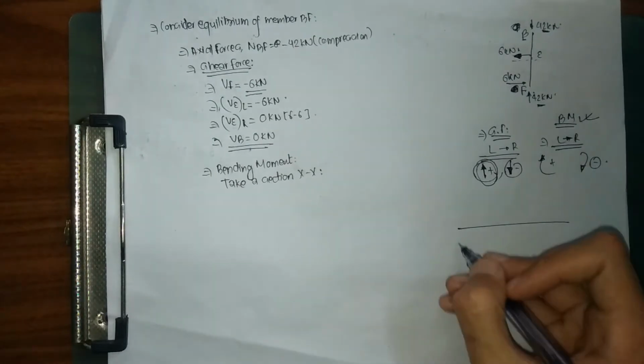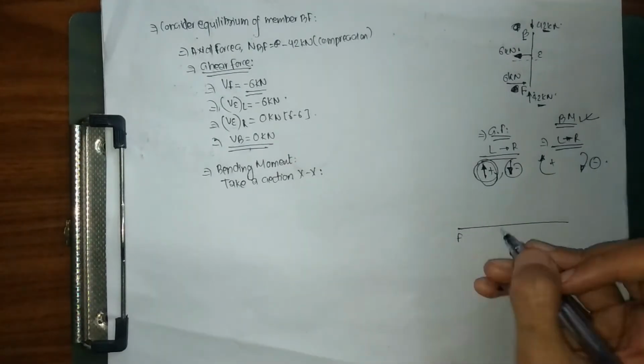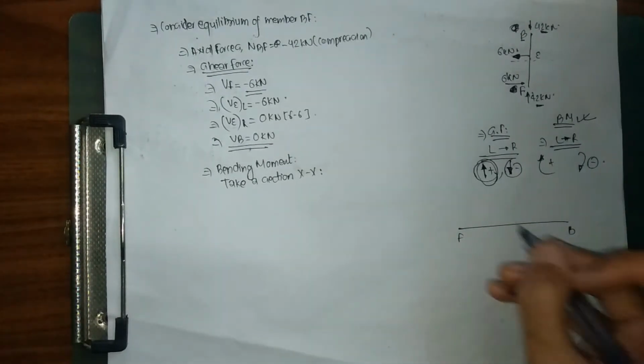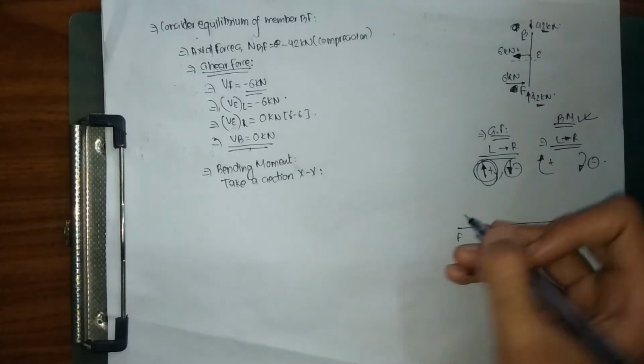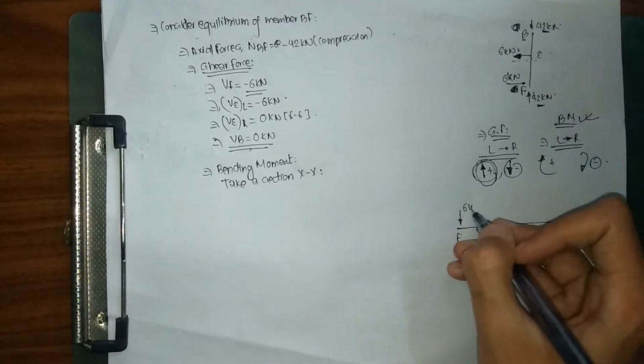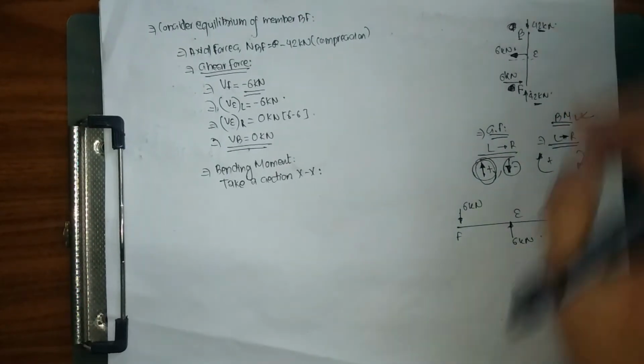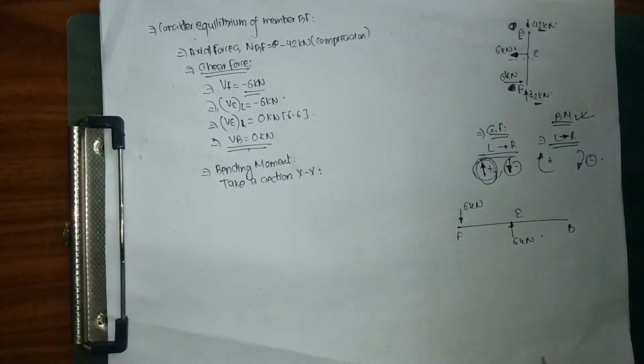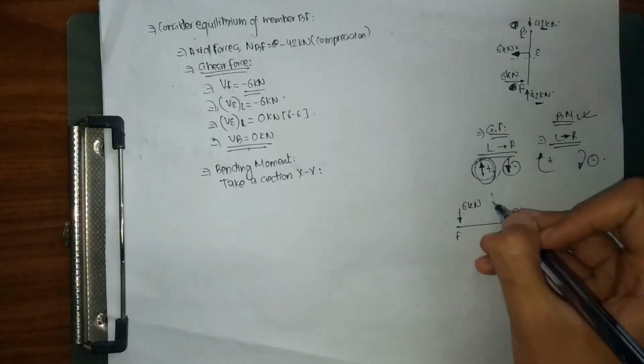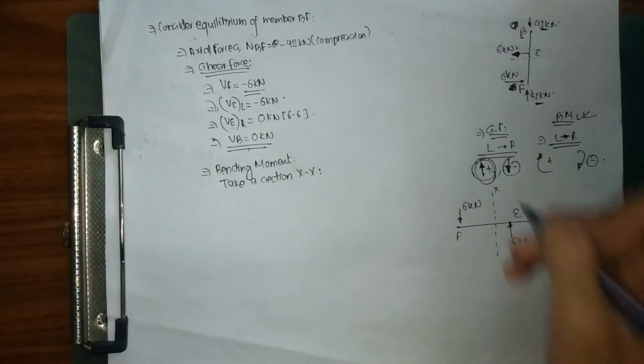So let me draw my figure this way. So this is F, this is my B. So at F there is 6 kN, and at point E this is 6 kN. So I have simply drawn my figure this way. In order to take our section XX, many students have confusion about where to take it. So right now we are going to take our certain section XX over here.